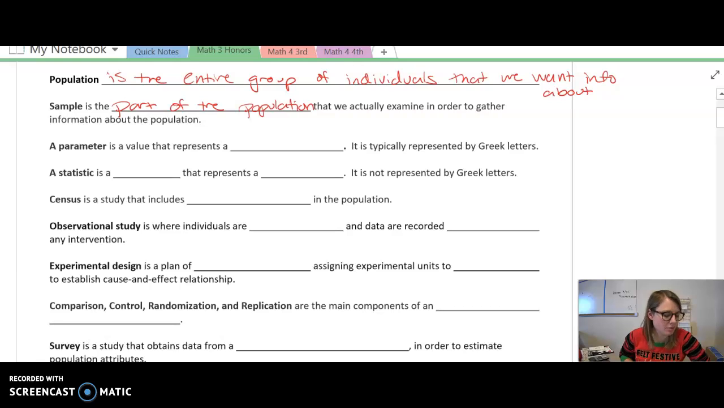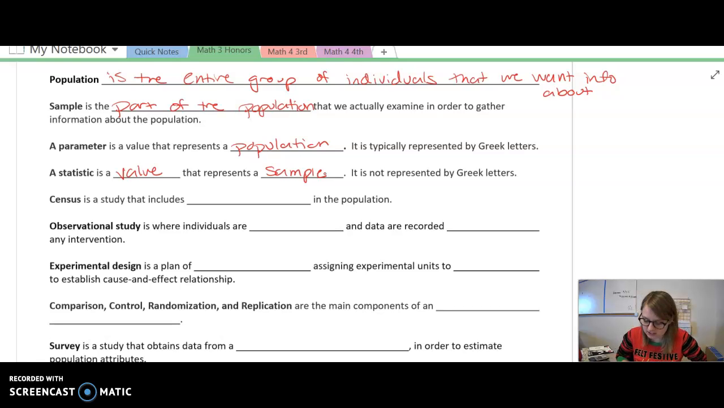And then another important term, parameter, is the value that represents a population. And it's just typically represented by Greek letters, and again, we'll get into more of this as we go on, but filling out these vocabs. Statistic is a value that represents a sample. So this is not represented by Greek letters. Okay, so statistics are usually a little bit smaller or not as good as parameters.